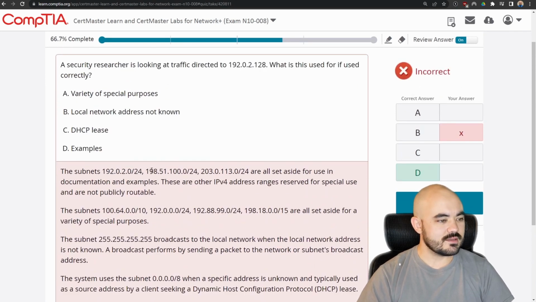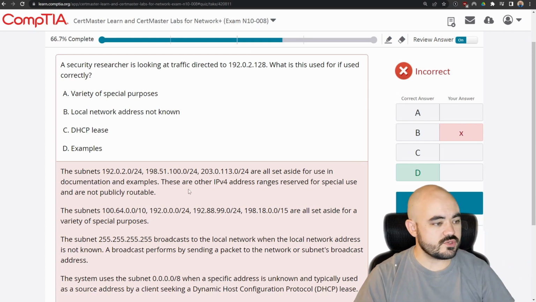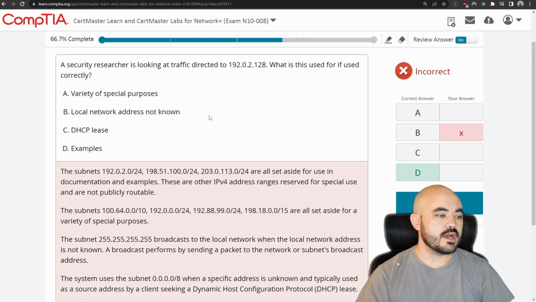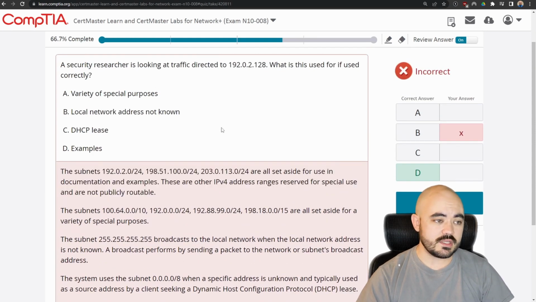The subnet, something, something, are all set aside for use in documentation and examples. Oh, I did not know that. That's very helpful to know. Interesting tidbit. These IPv4 address ranges are reserved for special use and are not publicly routable. I did know that they were not publicly routable. I did not know they were meant specifically for documentation and examples. So, there we go. Just learned something new by doing practice questions. And it's probably something I'll remember more easily because I was stumped by this question. And from my understanding, 192 is simply a private IP address range.